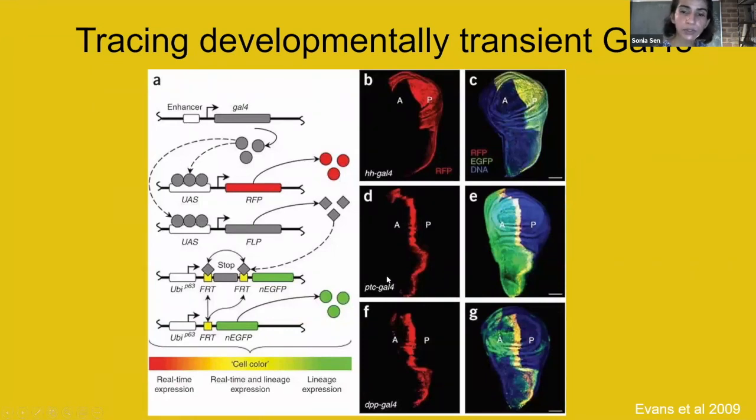But look at patched over here. Patched, the expression domain during L3 is in this one nice line along here. But look at its historical expression. It was expressed in this entire compartment over here. And same true for DPP. It's expressed over here, but it's expressed also in this region developmentally earlier, which you wouldn't have picked up unless you used something like G-TRACE.